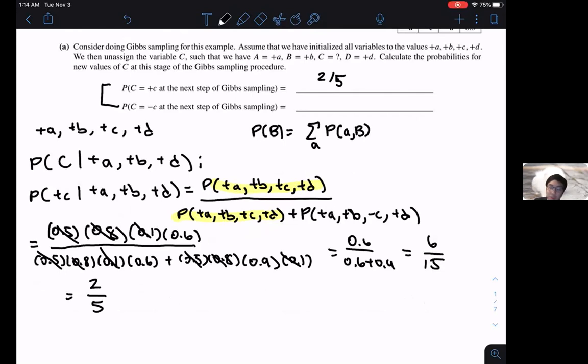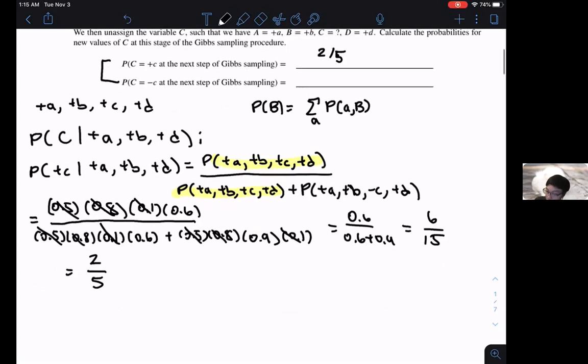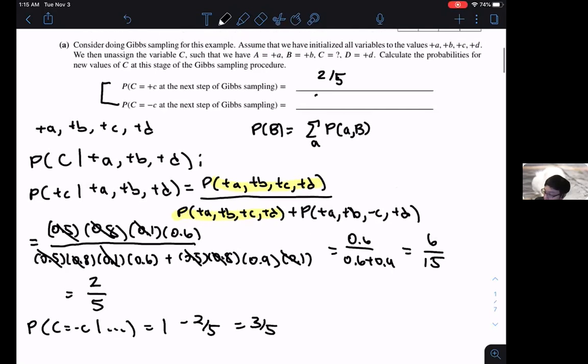Now for the second probability, the probability of C equals minus c at the next step of Gibbs sampling, you could do the same procedure where you calculate all the values using our joint distribution and Bayes rule, or you can just do 1 minus, because the probabilities of these two must add to 1. So we know that P of C equals minus c, given all that stuff, is equal to 1 minus 2 over 5, which is equal to 3 over 5. So the answer here is 3 over 5.